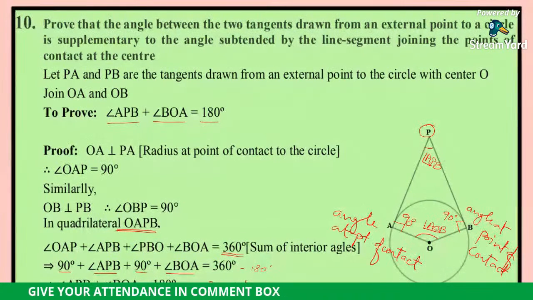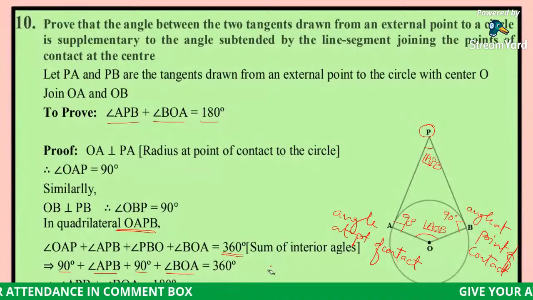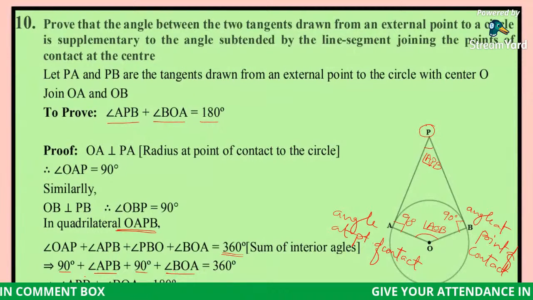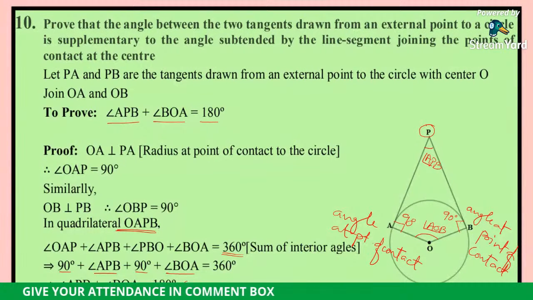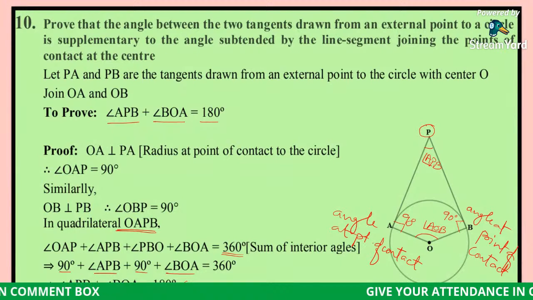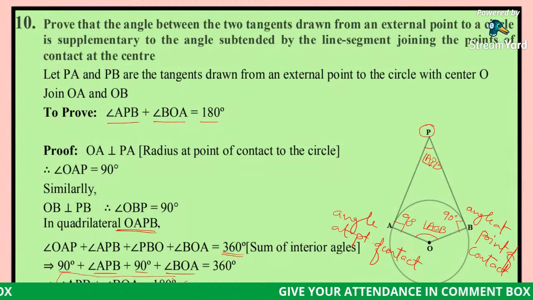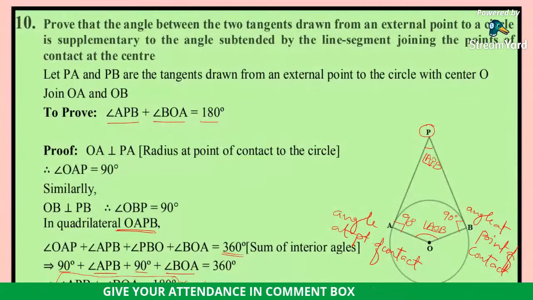Therefore, directly you can take APB plus BOA is equal to 360 minus 180, which will give you this result. Angle APB plus BOA is equal to 180 degrees. Hence it is proved. Right? This is the solution to the given question.